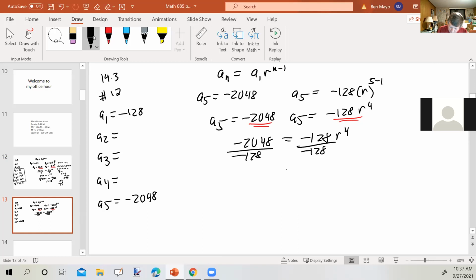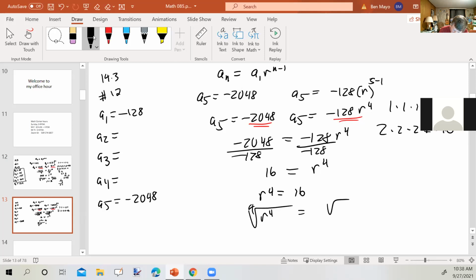Let's see here. On the right side, we get r to the 4th. And on the left side, negative 2048 divided by negative 128 is 16. So r to the 4th equals 16. Well, 1 times 1 times 1 times 1 is 1. 2 times 2 times 2 times 2: 2 times 2 is 4, times 2 is 8, times 2 is 16. So if I take the 4th root of r to the 4th, I get r equals 2.